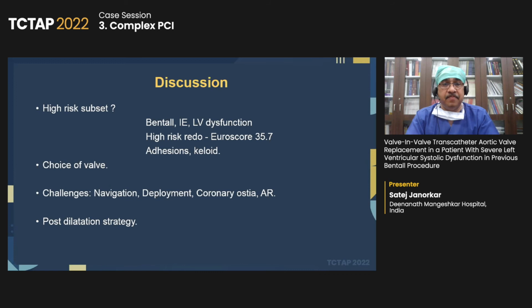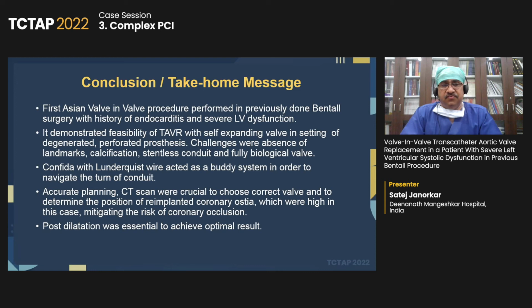Well, ladies and gentlemen, the final take-home message is that this is the first Asian valve-in-valve procedure, to the best of our knowledge, performed in a previous Bentall surgery with a history of endocarditis and severe LV dysfunction with an ejection fraction of 25%. This procedure demonstrated the feasibility of TAVR with a self-expanding valve, here the Medtronic Evolut 26, in the setting of a degenerated, perforated prosthesis because of prior bacterial endocarditis.